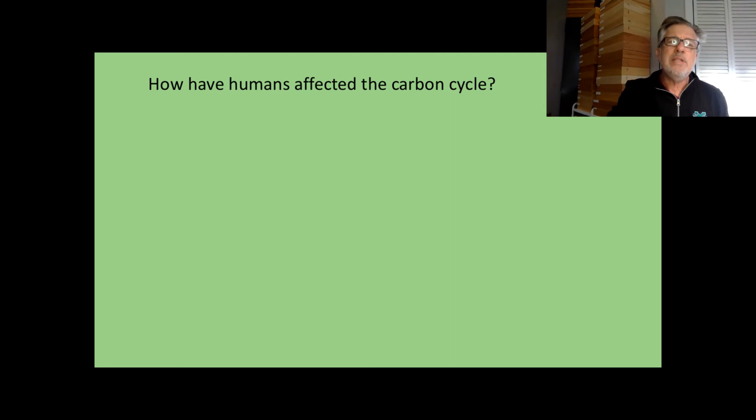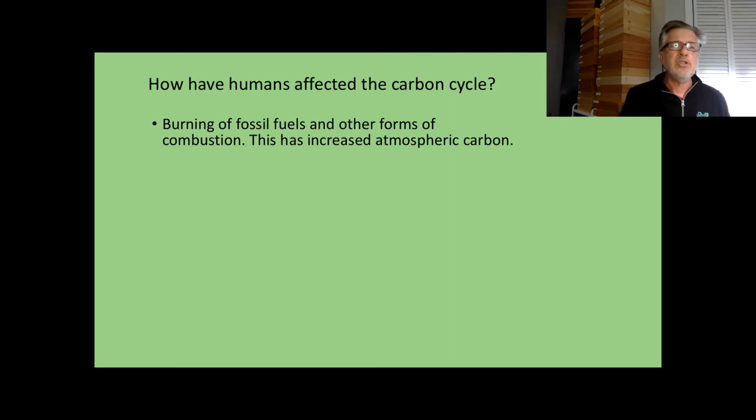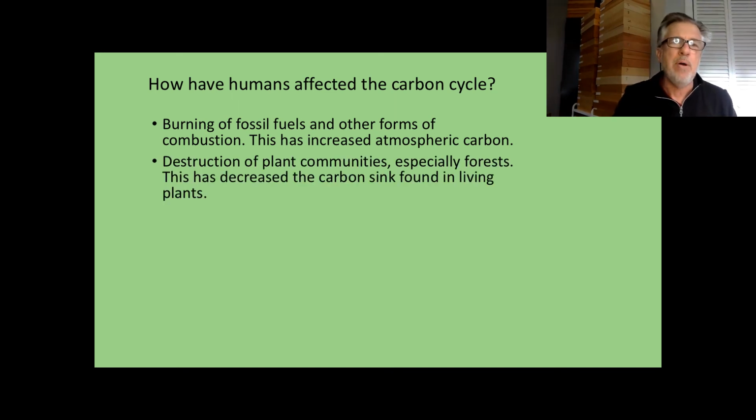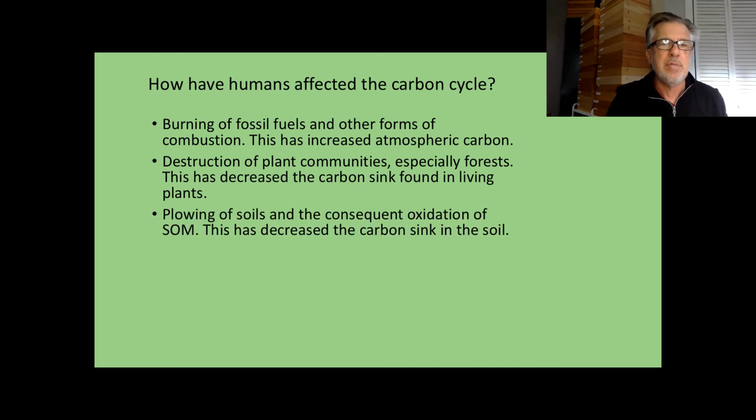Now, how have humans affected the carbon cycle? Well, you probably can think of lots of ways. First, the burning of fossil fuels has increased atmospheric carbon. We know that one. Similarly, destruction of plant communities, especially forests, has decreased the carbon sink found in living plants on Earth, found in all the biomass on Earth. Plowing of soils and the consequent oxidation of soil organic matter has decreased the carbon sink in the soil.